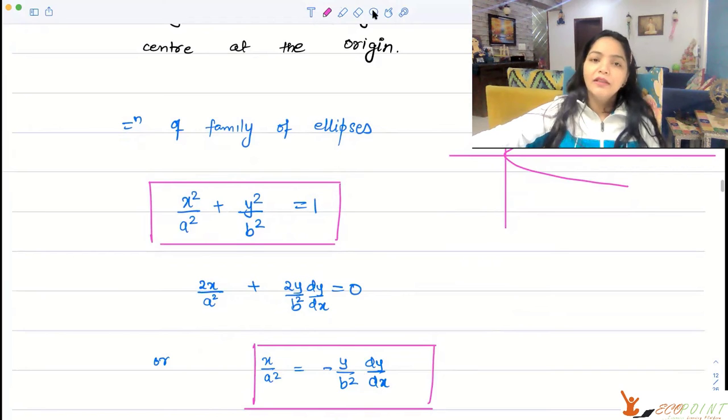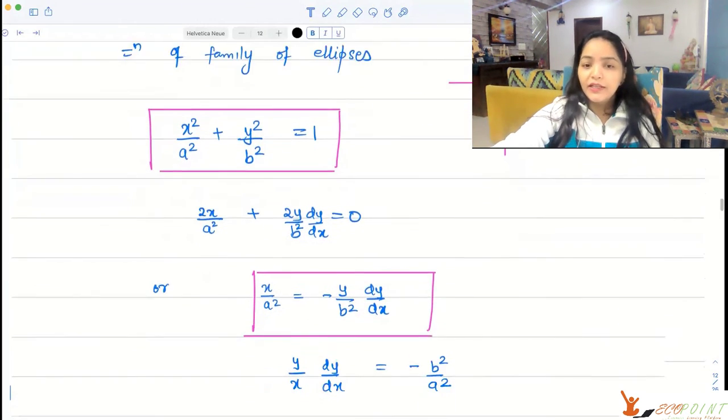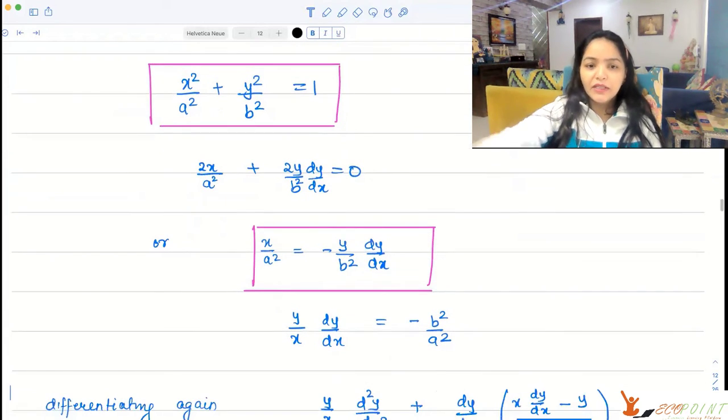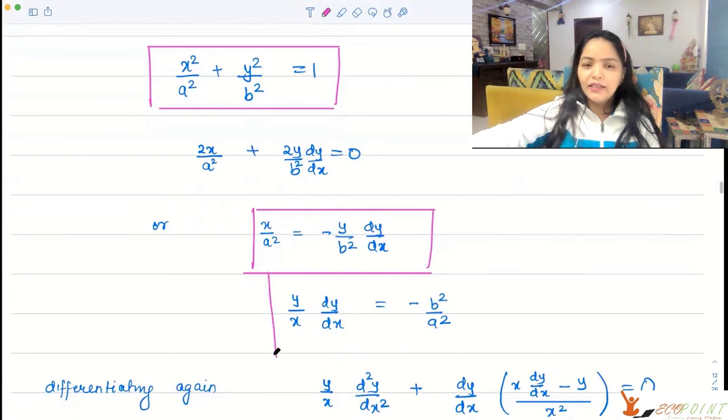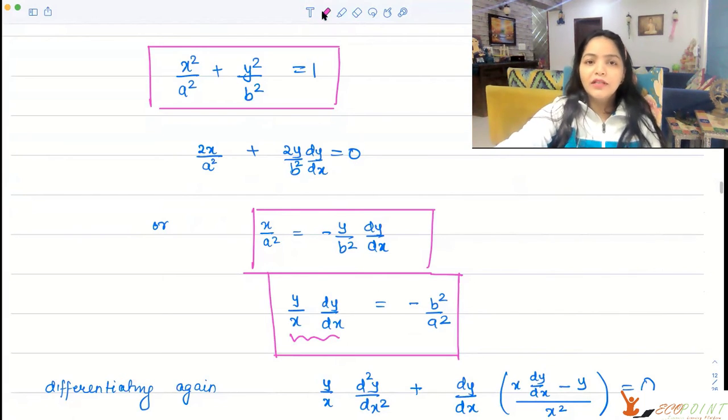Okay. Now, we cannot be done because I have a and b in the picture and I cannot do anything with a and b. So before differentiating again, what I've done is I've taken x, y, dy by dx on one side and just a constant on the other side. So that now when I differentiate, whatever I have to use here for x and y, the right hand side will be just 0. So that's what I've done here.